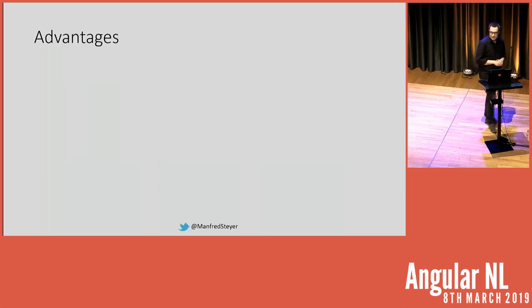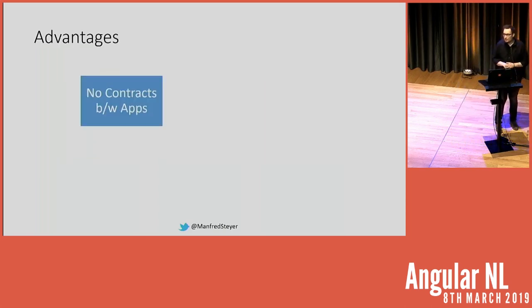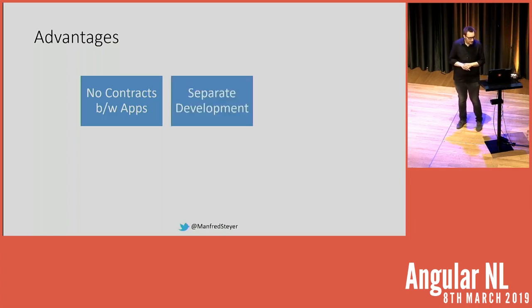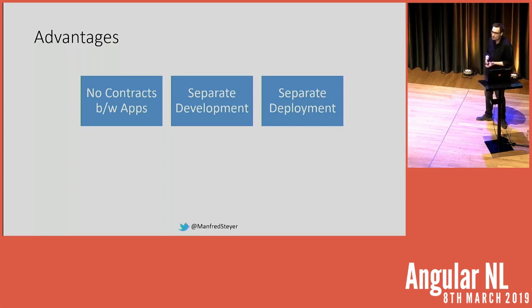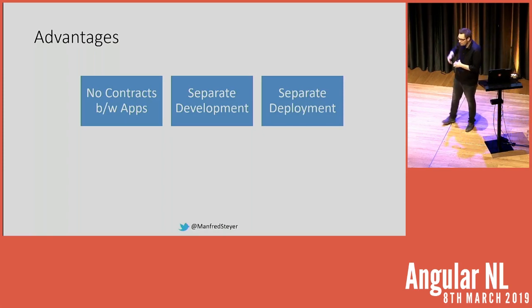And this, of course, leads to several advantages. You don't have contracts between those self-contained applications, and you can do a separate development, no blocking tasks between teams. You can even do a separate deployment. That means when you are done, just deploy to the server. Your users will download the newest versions of your micro application and they have immediately a value of it.